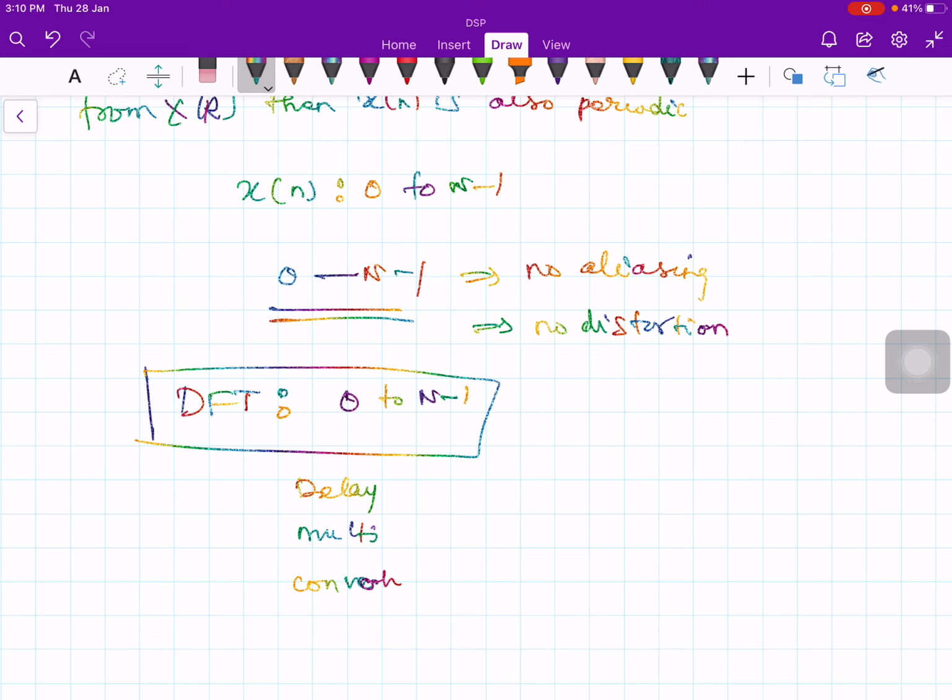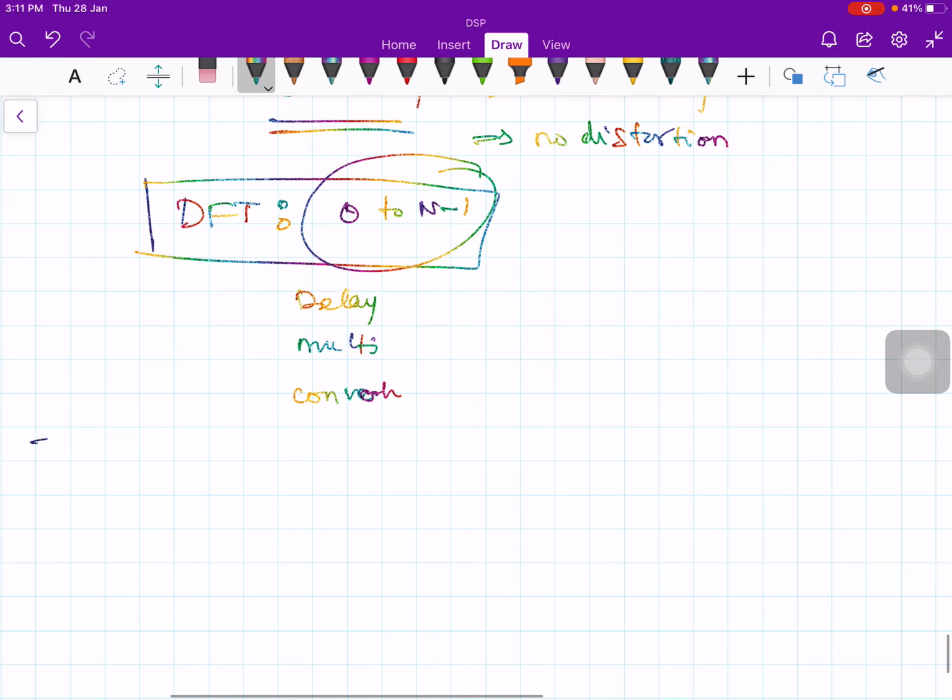We can't go below 0 also. You must not go below 0 and you must not go beyond N minus 1. We must confine ourselves to this limit, 0 to capital N minus 1. It is a very important thing which we will come up with in a few seconds.